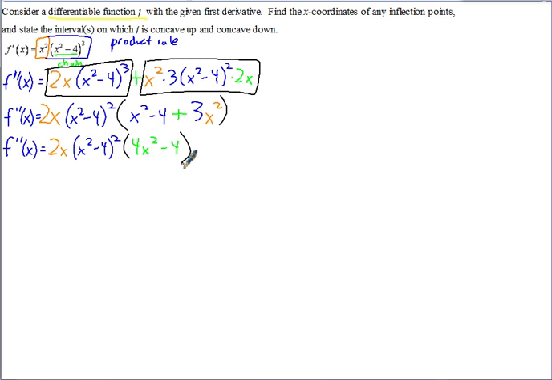Now you can do some more factoring. Notice you can take out a GCF of 4 out of those and bring it out in front with a 2x to make it 8x. So f double prime of x equals 8x, and then let's just leave this like this one for now, x squared minus 4 squared, and then what's going to be left here is x squared minus 1. We can factor 4 out of it.